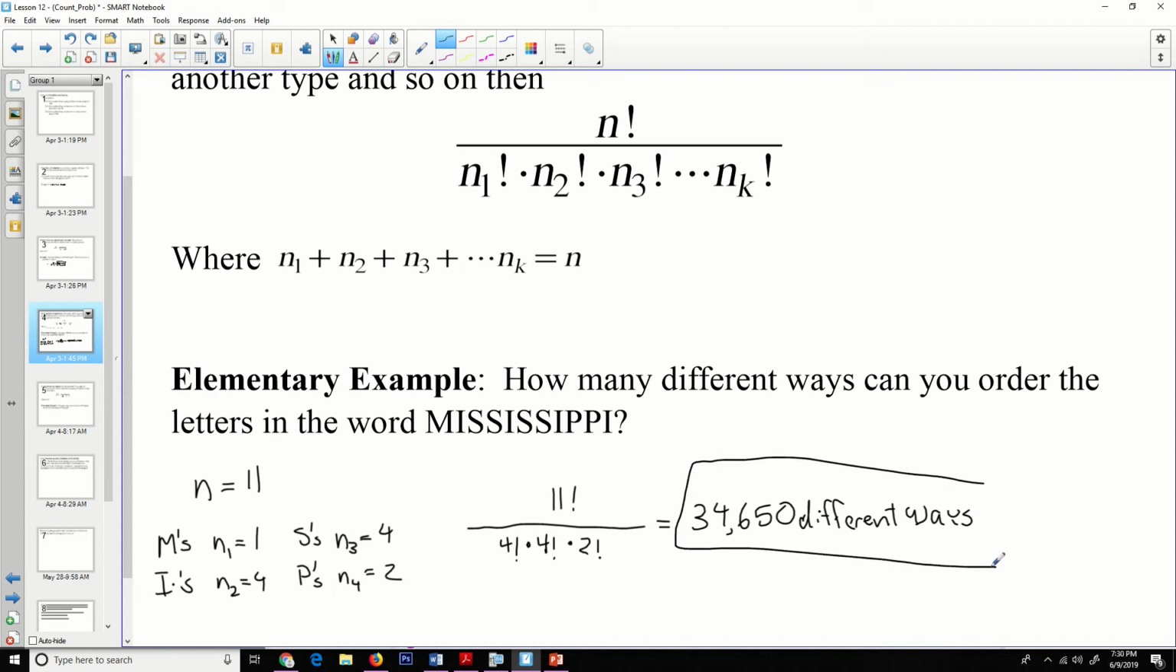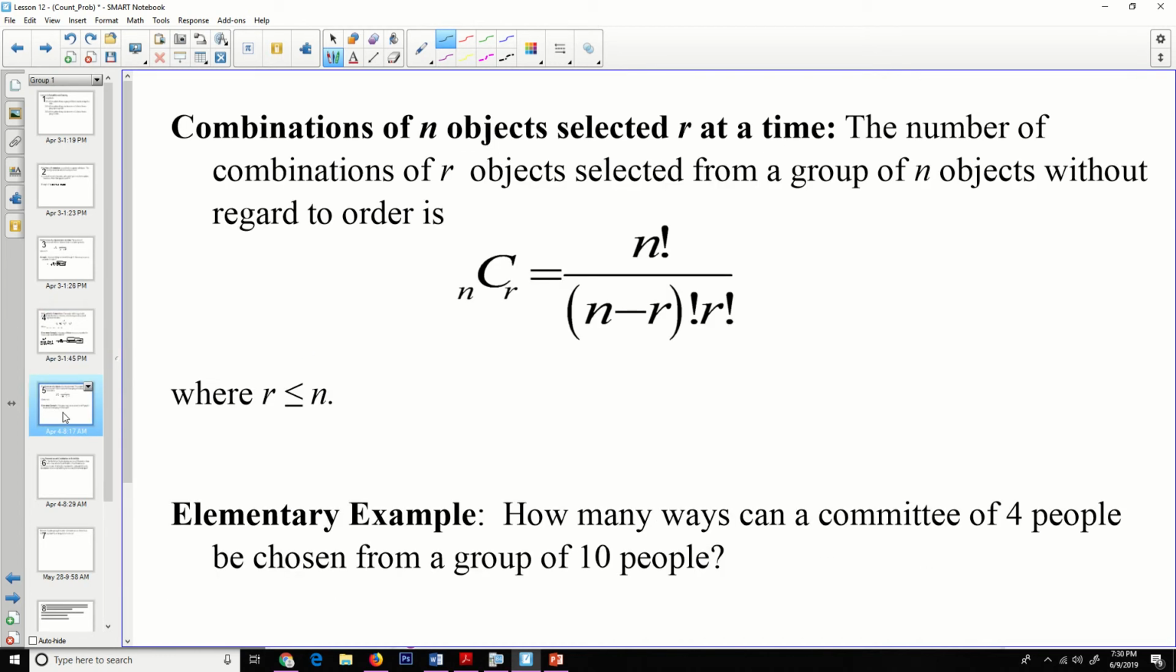All right. Moving on. Combinations. Combinations of n objects selected r at a time. The number of combinations of r objects selected from a group of n objects without regard to order is this, nCr. Now you'll notice real quick a difference, though it looks similar. Remember in permutations, we had n factorial over n minus r factorial, but combinations adds this additional r factorial. The reason they do that is because order is unimportant.